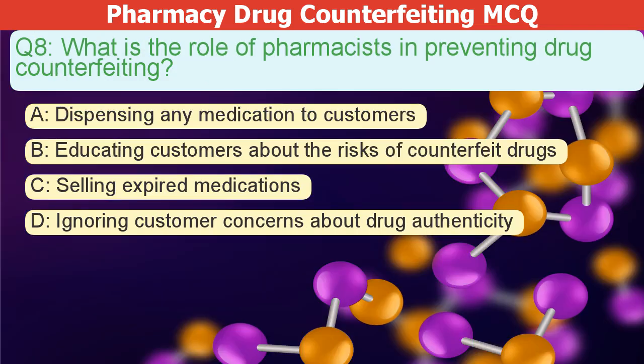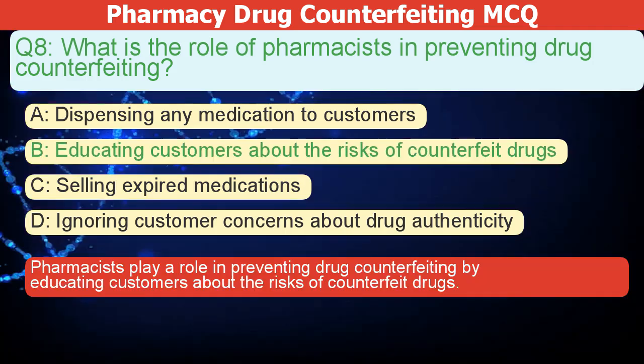What is the role of pharmacists in preventing drug counterfeiting? A. Dispensing any medication to customers. B. Educating customers about the risks of counterfeit drugs. C. Selling expired medications. D. Ignoring customer concerns about drug authenticity. The correct answer is B. Pharmacists play a role in preventing drug counterfeiting by educating customers about the risks of counterfeit drugs.